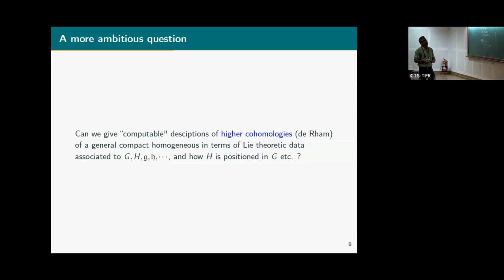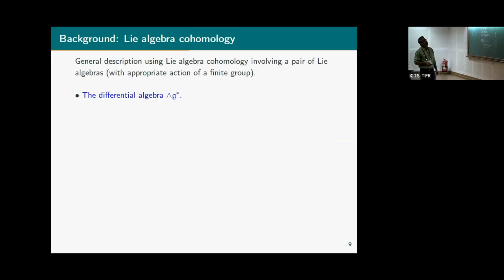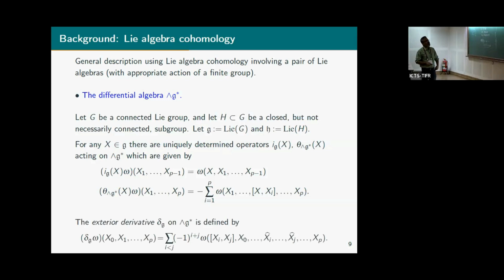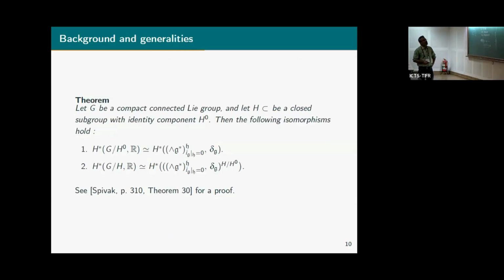What can you do for higher cohomologies like H3, H4, and so on? But complexity increases as you go up. So there are some general facts which we will not go into. These are generalities which are kind of classical.